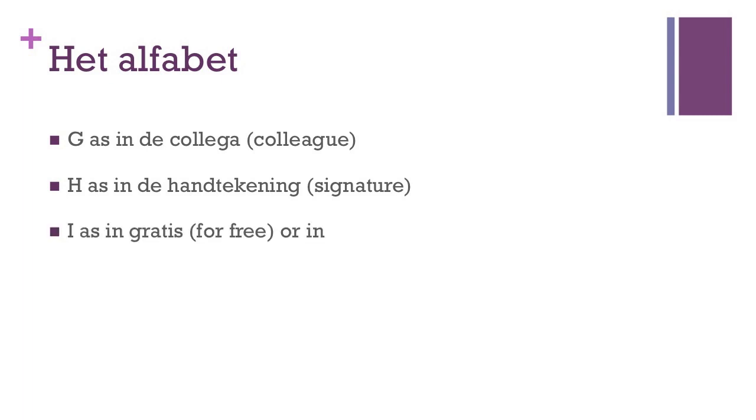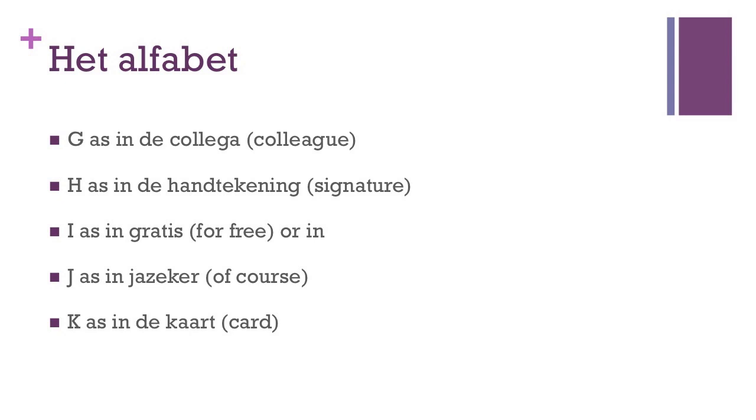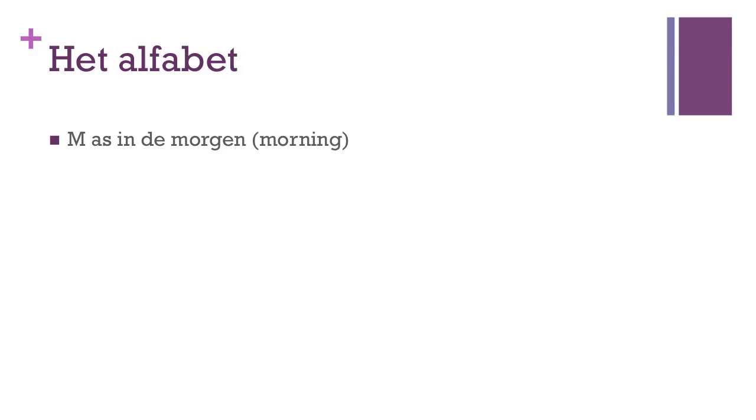I can be long and short, as in gratis, for free, or in. J sounds like the English Y, as in jazeker. Of course, a combination of ja, yes, and zeker, sure. K sounds like in de kaart, the card. L as in online, meaning the same as in English. M is as in de morgen, the morning. N as in voornaam, a given name.